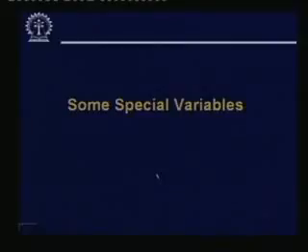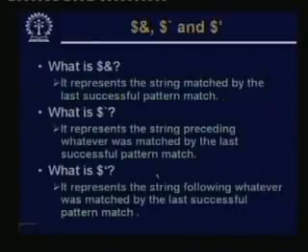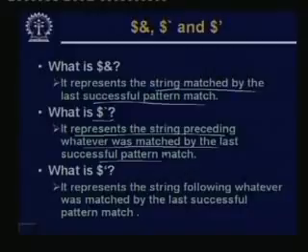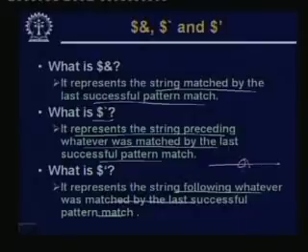Fine. Now some special variables in Perl worth mentioning. There are three such special variables. $& means the string matched by the last successful pattern match. $` (reverse quote) means the string preceding whatever was matched by the last successful match. $' (forward quote) means the string following whatever was matched in the last successful match. That means in a string, if you get a match here, we are talking about the preceding string and the following string. There are three things.